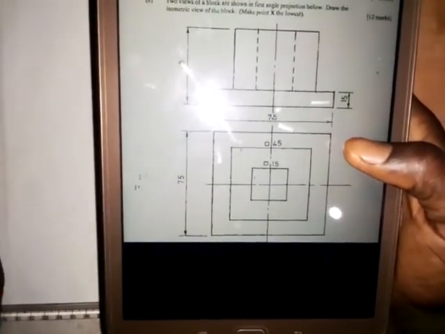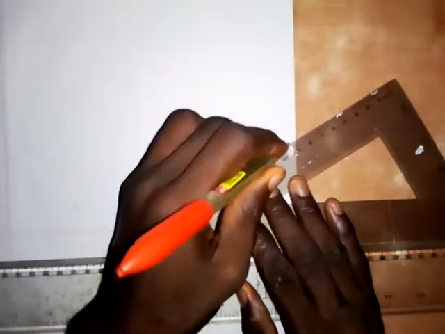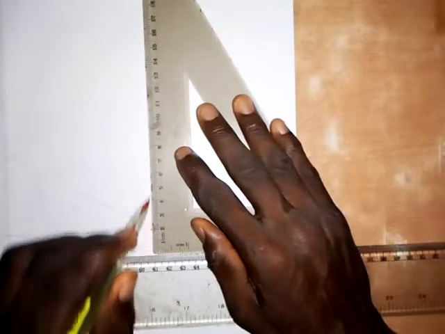So let's go and solve this problem. Now, the first thing that we need to do here is that we are to draw the horizontal line. Then you take your set square, 30-degree set square. So draw a right receding line. Then you turn it to the left side, draw a left receding line, and then produce a short vertical line here.